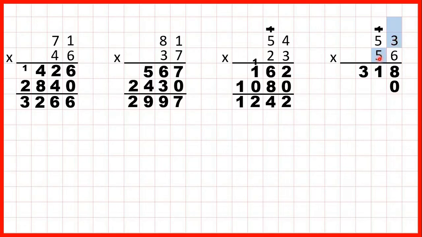3 times 5 is 15, so 1, 5. And then 5 times 5 is 25, plus 1 is 26. We don't have any more digits, so we can write 26 in our answer line. So now 8 plus 0 is 8, 1 plus 5 is 6, 3 plus 6 is 9, and nothing plus 2 is 2. So we get 2,968.